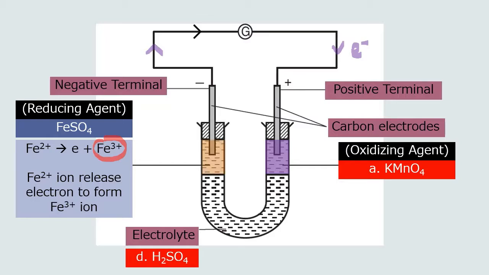Now look at the changes in the color of the solution in the left arm. The color changed from green to brown. It shows the presence of iron(III) ions. In order to confirm the presence of iron(III) ions, we can always use sodium hydroxide solution.